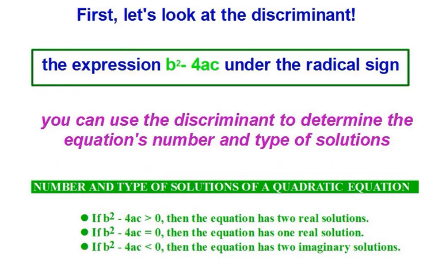So let's look at the discriminant first. The expression b squared minus 4ac is what's under the square root or the radical sign. You can use the discriminant to figure out the number of solutions and the type of solutions. So you do this kind of ahead of time.